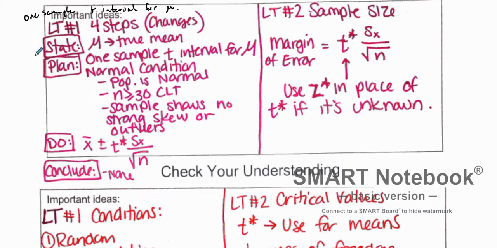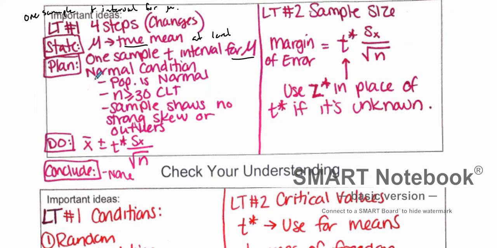We have our state: our parameter, our true mean of our population, at whatever confidence level we want, along with the confidence level. We want to have a one sample t interval for mean.